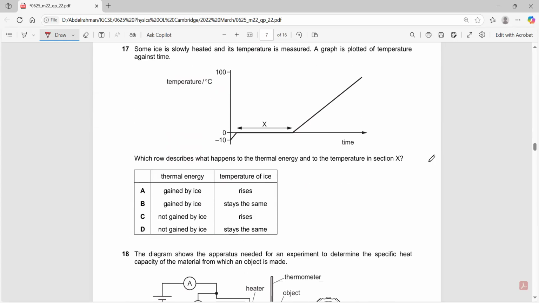Some ice is slowly heated and its temperature is measured. Which row describes what happens to the thermal energy and the temperature in X? Section X. What happens to the thermal energy? The ice gains thermal energy, right? It does gain thermal energy. What about the temperature? Melting ice, it is the same, at 0 degrees. So it's B.